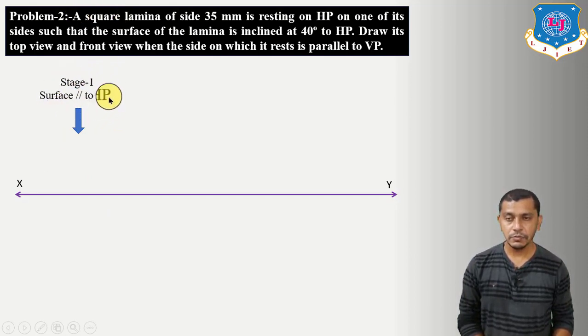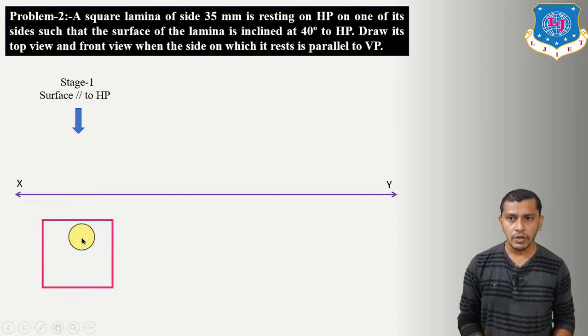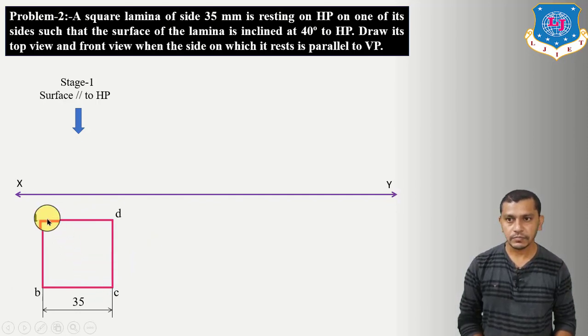If we assume the surface of the lamina parallel to the horizontal plane, we will get the true shape of the square in the top view. So draw the square in the top view showing the true shape having side length 35 mm, and we have to take one of the sides on the left hand side of the drawing, perpendicular to the XY reference line. So this is A, B, C, D. Right now AB and CD are perpendicular to the XY reference line, and AD and BC are parallel to the XY reference line. Now project all the corners on the XY reference line.